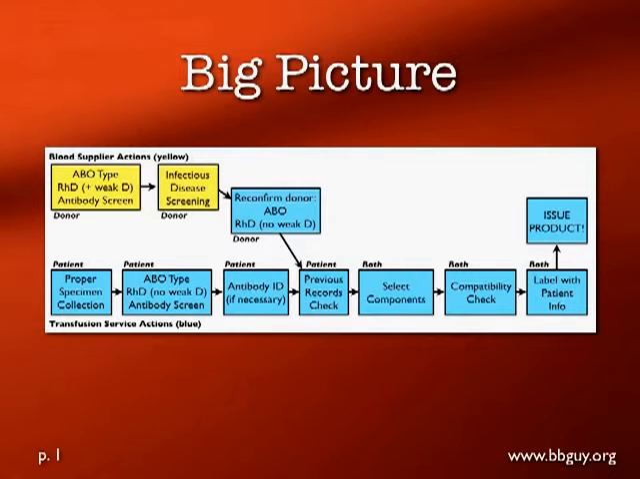Anyway, if you notice up at the top, there are things that the blood supplier does in terms of testing of the donor, and along the bottom there are things that the transfusion service does. We're going to focus primarily today on stuff done in the transfusion service. Your handout will talk a little bit about what the blood supplier does. We're not going to spend a whole lot of time on that. Mostly the things in blue.